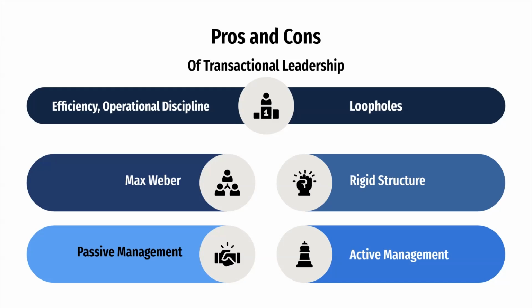Another con is the rigid structure that transactional leadership presents. This could be a pro and a con. Definitely a pro in organizations like the military and in sports, but the way that I see it, this promotion of a rigid power structure diminishes the cohesion of the members.